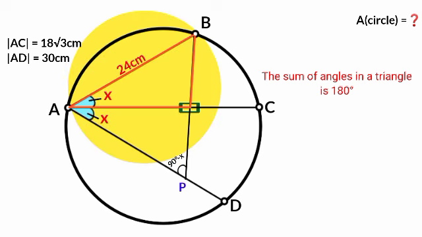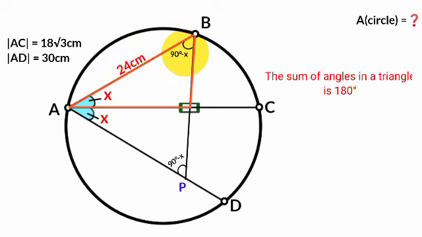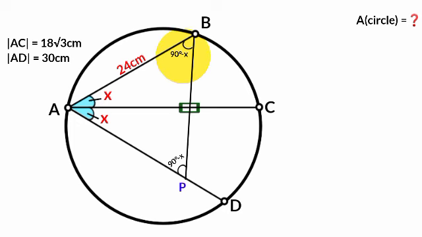The same goes for this triangle here. Since this is 90 degrees and this is x, this must also be 90 degrees minus x. Now look at this triangle ABP. Since this angle and this angle are congruent, the triangle is an isosceles triangle. The sides facing the congruent angles are equal in length. That is, this side and this side are equal. So since this is 24 centimeters, this must also be 24 centimeters.